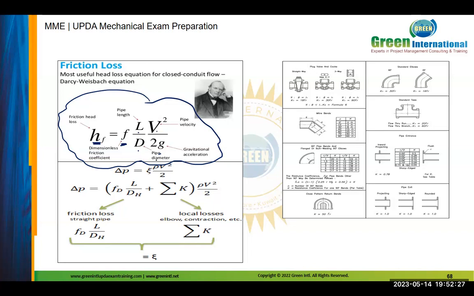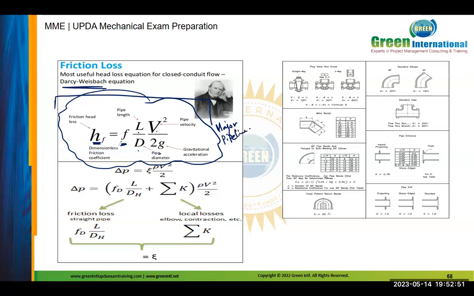Okay, this is length, this is diameter, this is velocity, this is constant g. Actually, this is a part of the losses, not all losses, used by the Darcy-Weisbach equation. It can be used for calculation of losses, called major losses, in a pipeline.